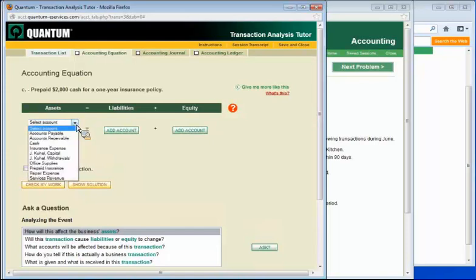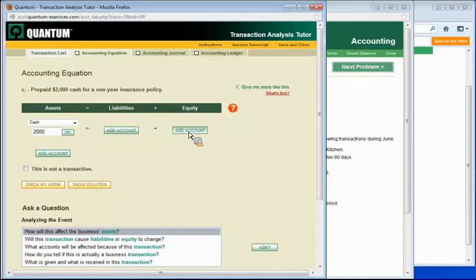And in fact, what we tell students, if they don't know where to start, we say, well, start putting something in, and we'll give you some feedback. So maybe I think prepaid insurance should go under equity, but I'm not sure. Well, I can go ahead and put it in and see what kind of feedback I get. So again, as a beginning student, if I look at this, we're trying to balance the accounting equation. So I have 2,000 on this side and 2,000 on that side. That looks right to me. I can go ahead and click check my work, and it'll give me feedback.